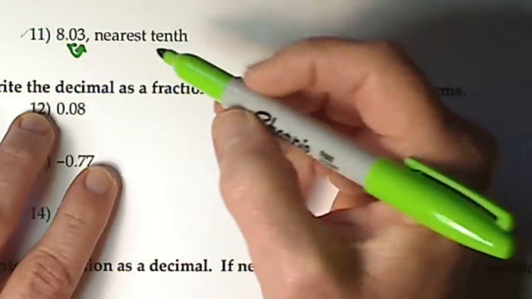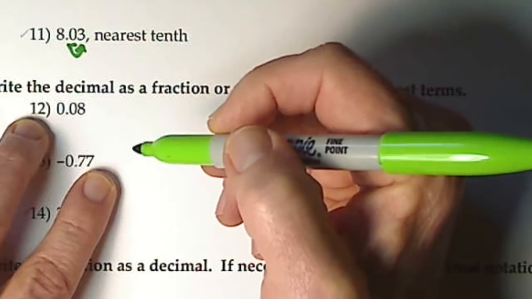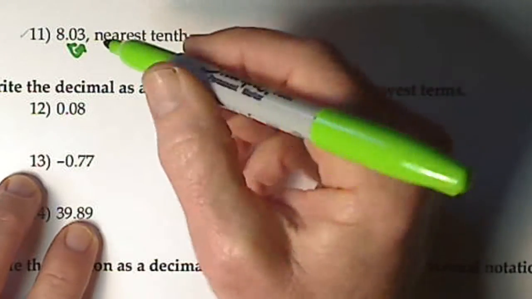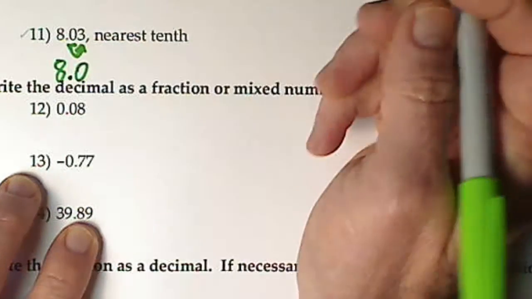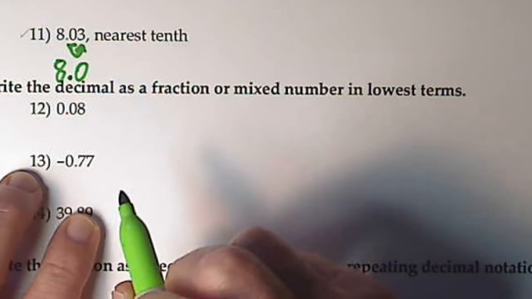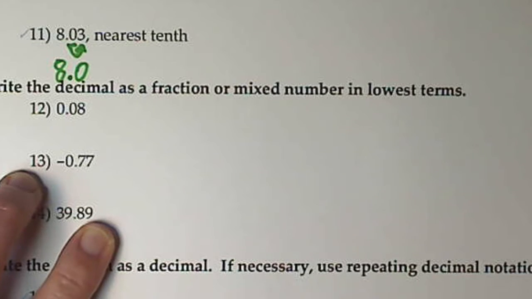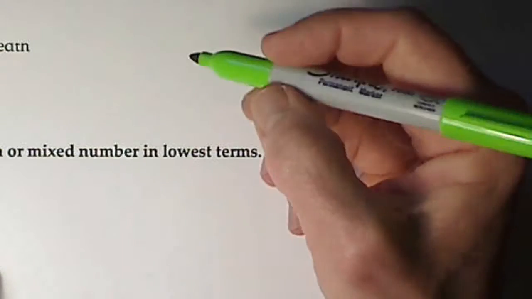If it's 4 or less, you round down. If it's 5 or greater, you round up. So this would be 8.0. All right, we just rounded it to the nearest tenth. I'll take just a second to speak to the logic of that. Give myself a little bit of blank.